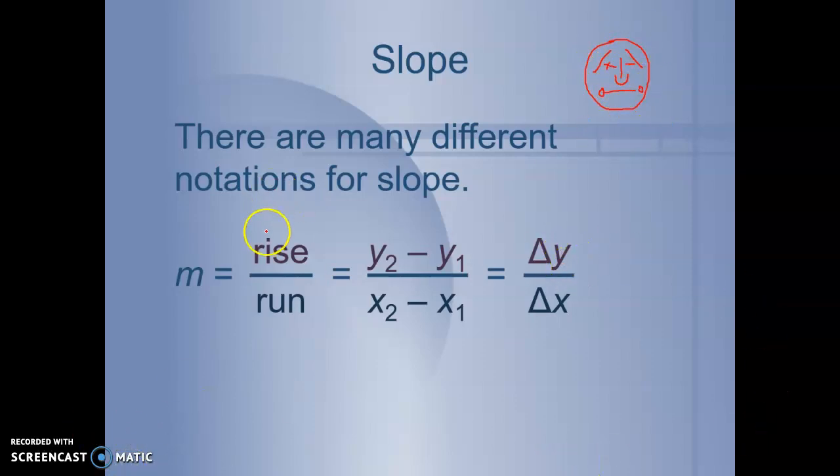There are several different ways that you can see slope. You might see slope written as M. You might see slope written as rise over run. You might see slope written as y2 minus y1 over x2 minus x1. Or you might see it as delta y over delta x, which means the change in y over the change in x.